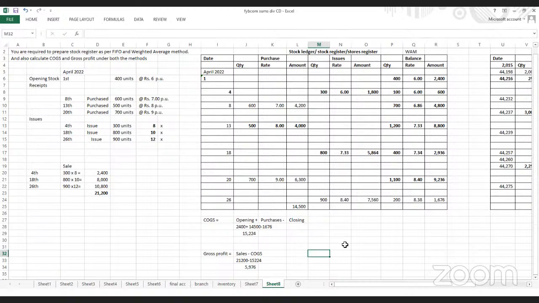So this sum will be there, and similar sum will be there for 20 marks. You will be able to get at least 15 marks minimum. Even if you missed out this calculation of COGS and GP, you will get 15 marks minimum. Okay, so don't miss this sum.